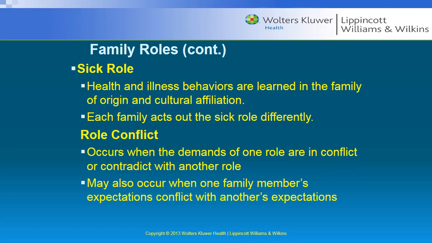Now, when we talk about the sick role, we know that health and illness behaviors are learned in the family of origin and cultural affiliation. Each family acts out the sick role differently. During illness, various family members' ability or willingness to take on a different role facilitates adaptation or return to homeostasis. Role conflict occurs when the demands of one role are in conflict or contradict with another role. Role conflict may also occur when one family member's expectations conflict with another's expectations.